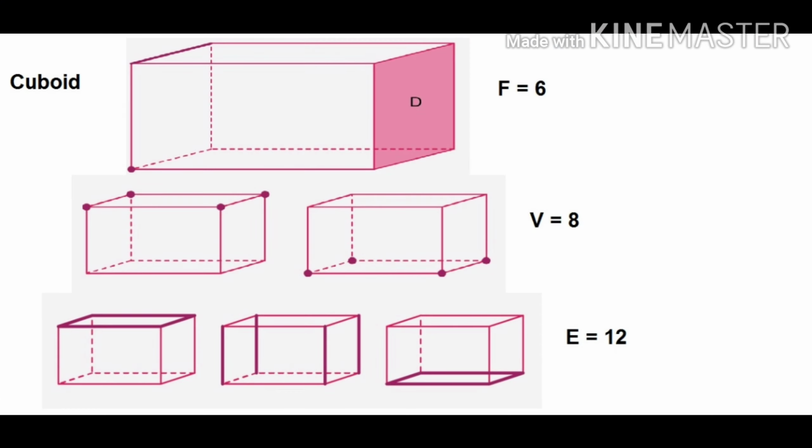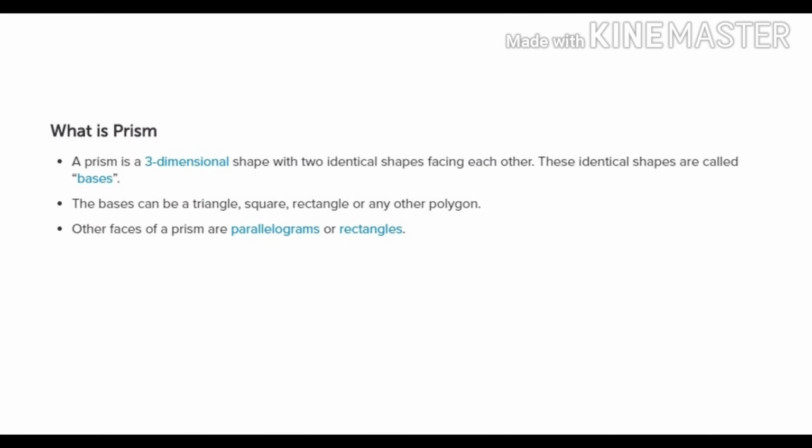As we all know, cube and cuboid are more or less the same, but the difference is that in the cuboid there is a rectangular shape. If you count the faces, vertices and edges in the cuboid, these will also be the same as the cube. Faces are 6, vertices are 8 and edges are 12. Now come to the next, prism.